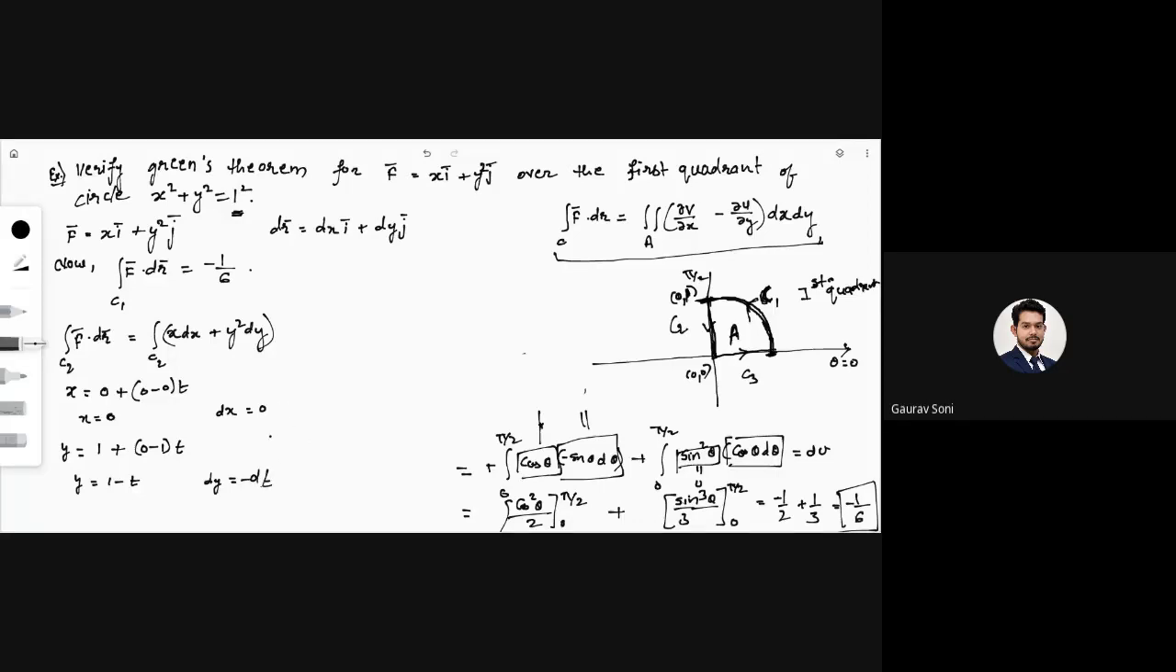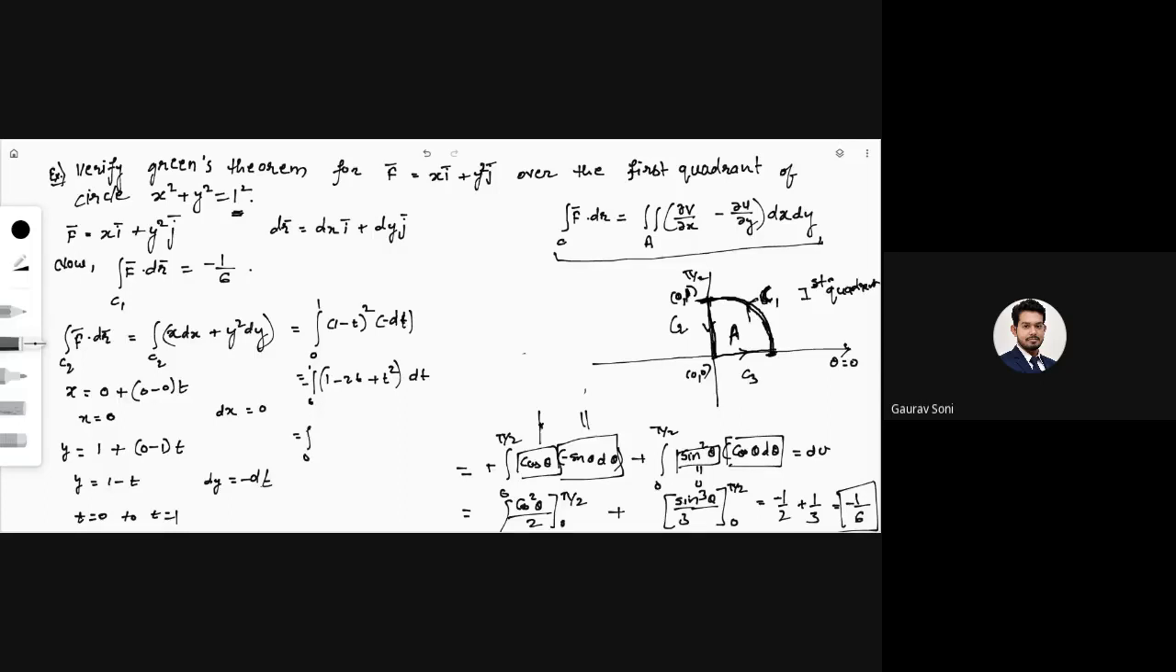What are the limits for t here? t is running from 0 to 1. Let's substitute that here. Integration 0 to 1. x and dx both are 0, so the first term will go away. y square is (1 minus t) square, dy is minus dt. We can integrate this: the integral 0 to 1, (1 minus 2t plus t square) dt, with the minus sign outside.